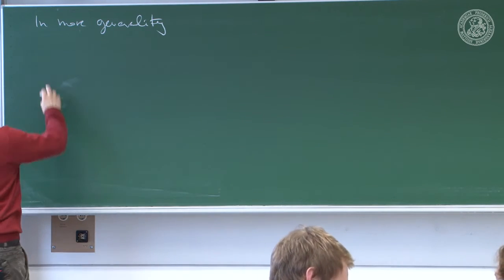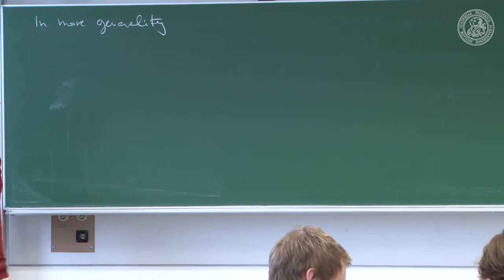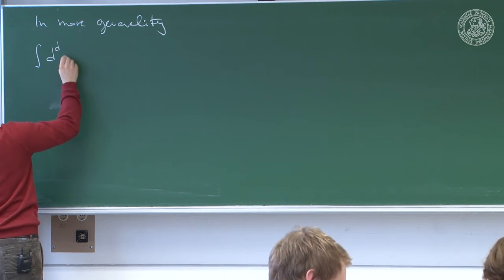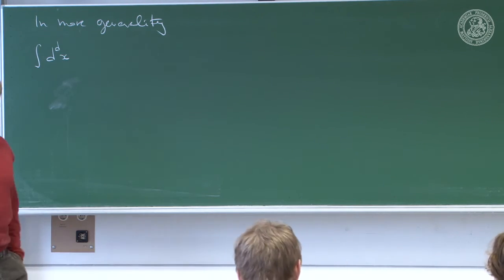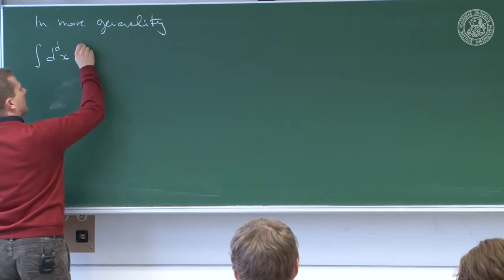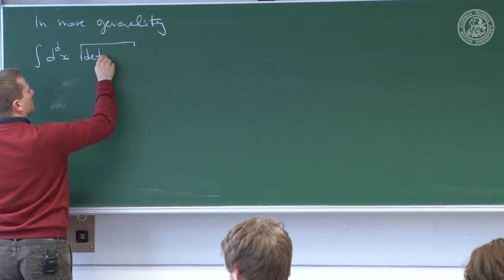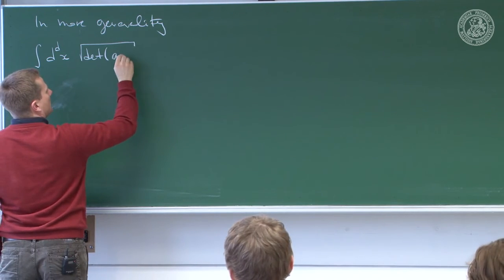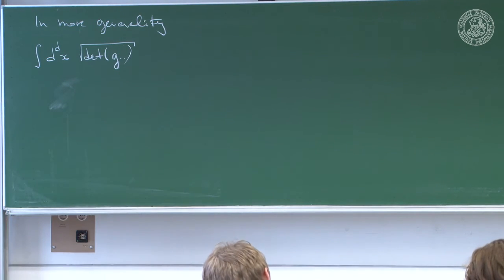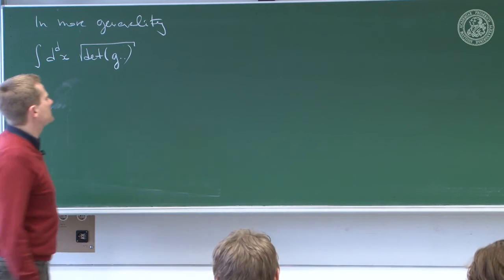So if we go to... So let's look at an integral d to the dx, where x are some coordinates. I propose to write a determinant of a 0,2 tensor. I indicate this by 2 dots down here.